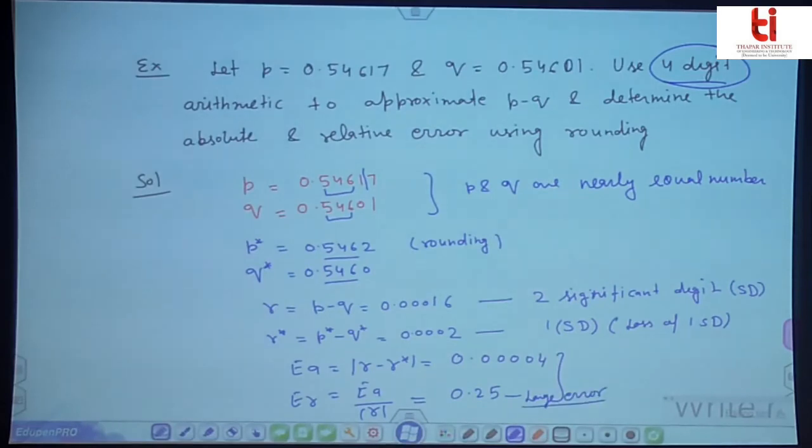So whenever we are using finite digit arithmetic and subtraction occurs between two nearly equal numbers, then loss of significance may occur and it may create error in our further calculation. Okay. So let us see some more examples where loss of significance may create a problem. Let us take one example.